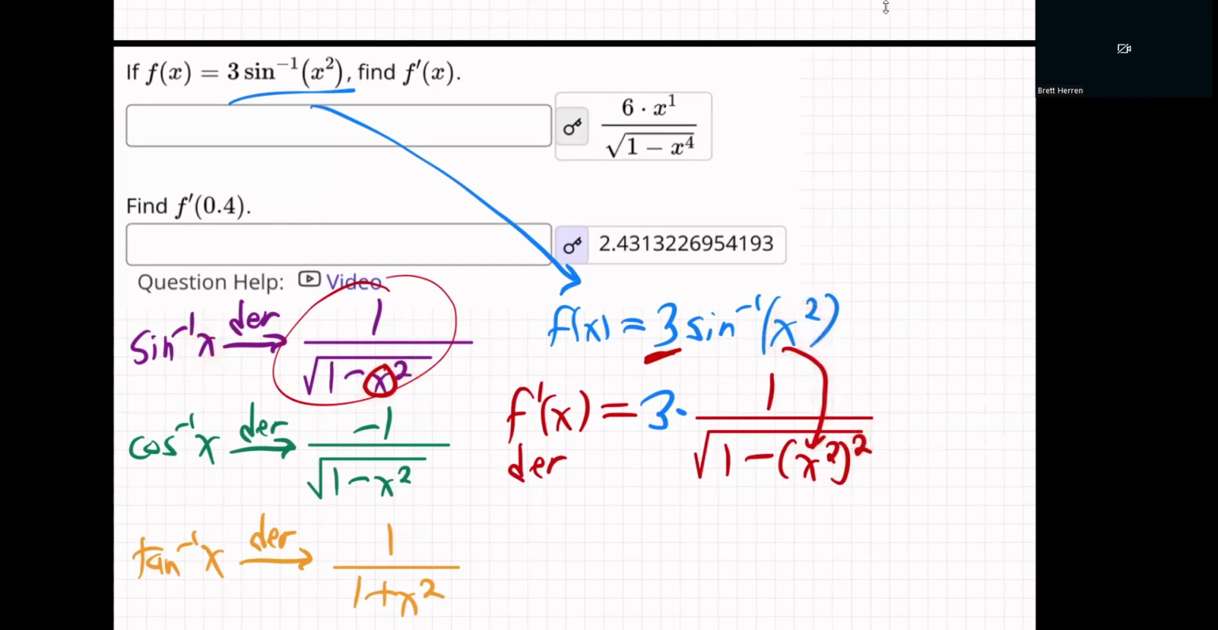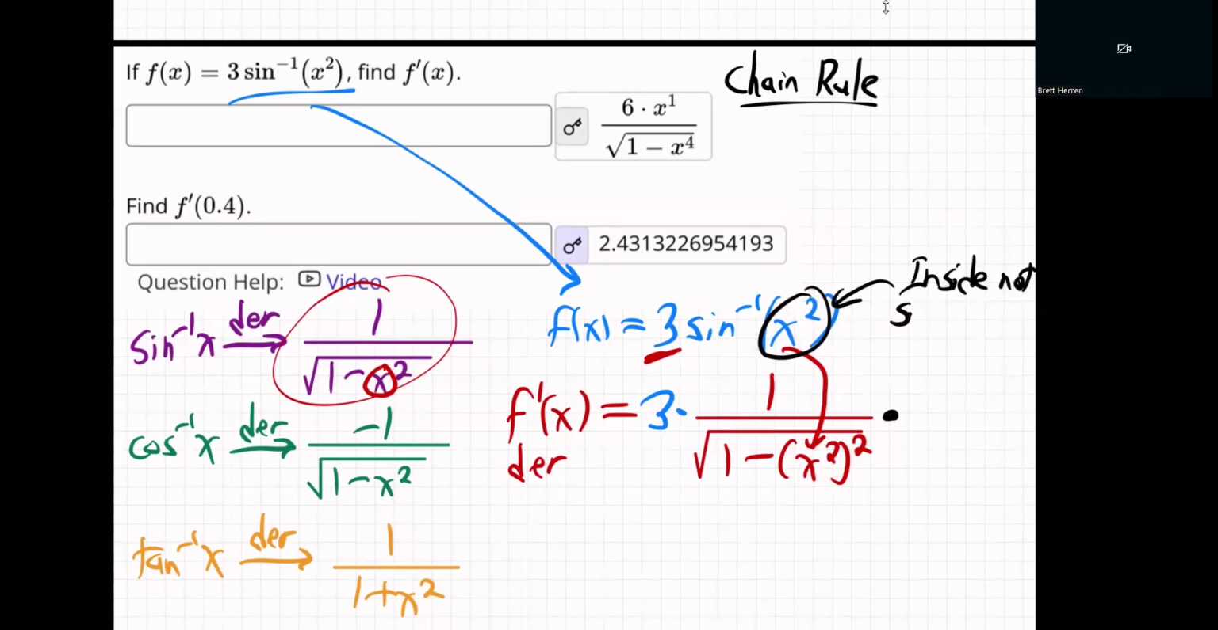Now, that's not all. Also, we're going to have to go times. Do you realize you have to use the chain rule? Why? You have to use the chain rule because right here, the inside is not a simple x. So if the inside is not a simple x, you must use the chain rule.